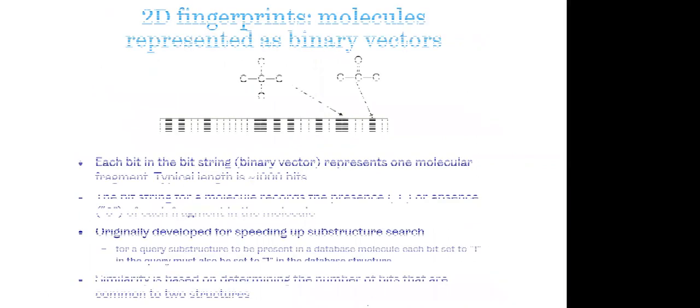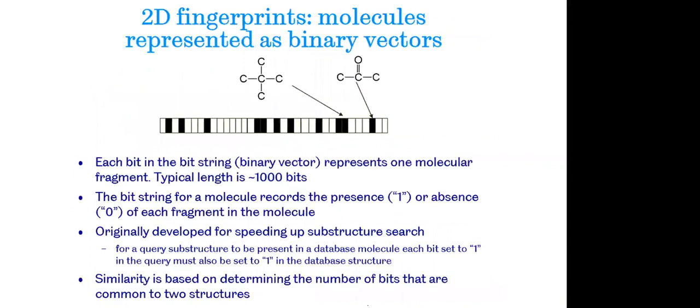And what is a 2D fingerprint? In a 2D fingerprint, molecules are represented as binary vectors. Binary is nothing but zeros and ones, like bit strings. A bit string is nothing but a series of zeros and ones. For example, if a zero is shown as white and one is shown as black, you can see the bar: white, black, white, black, white, white, white, black, like this: 0, 1, 0, 1, 0, 0, 0, 1.